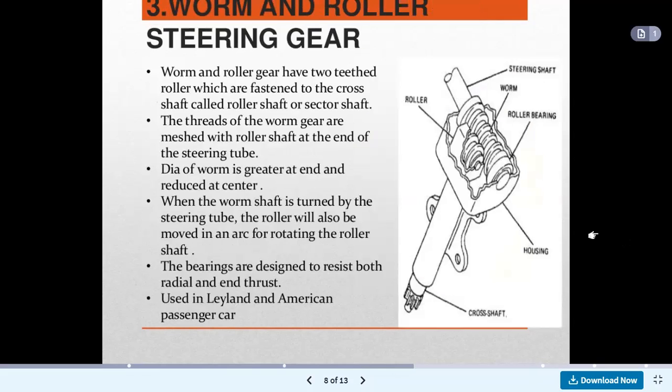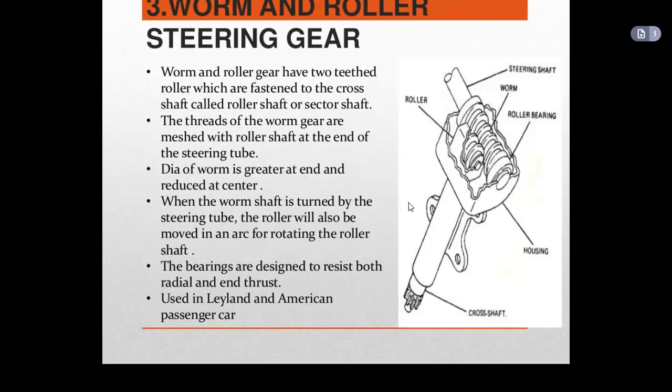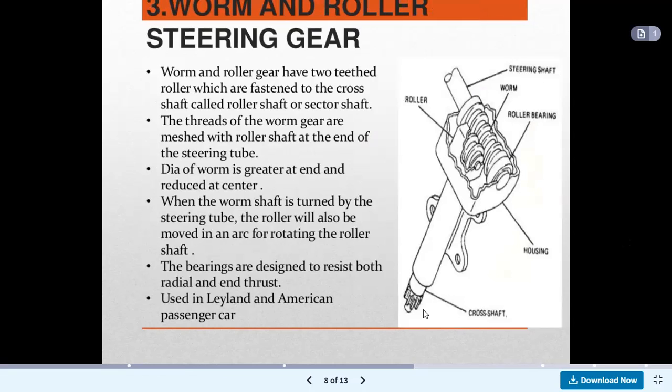Then the next type, if we see the worm and roller gear, has two teeth rollers which are fastened to the cross shaft, called the roller shaft or sector shaft. If you see this diagram, this is the cross shaft, this is the housing, then this is the roller bearing, this is the worm, steering shaft and roller. This is the arrangement of this system.